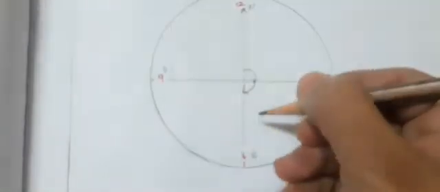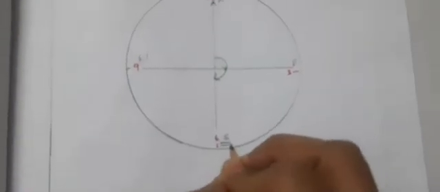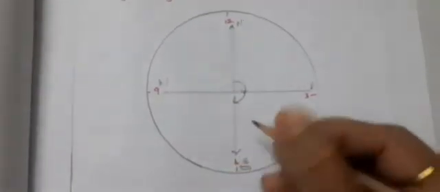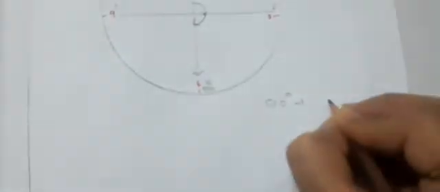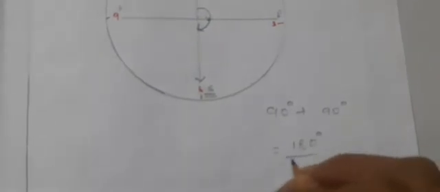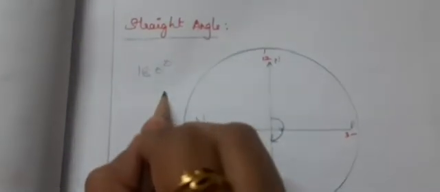So by traveling 2 right angles, we got to reach the south side and now you are facing towards the south. By traveling 2 right angles, we got totally 90 degree plus 90 degree. We got 180 degree. So a straight angle is of the measure 180 degree.